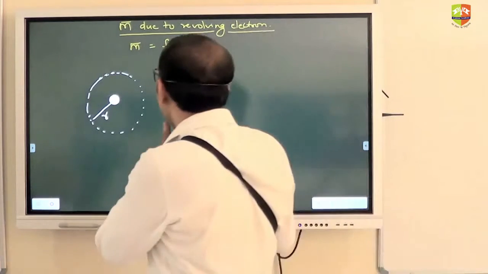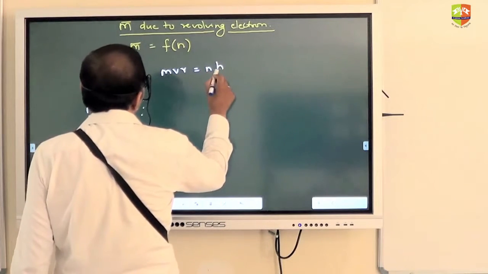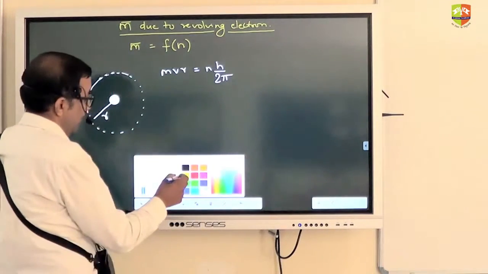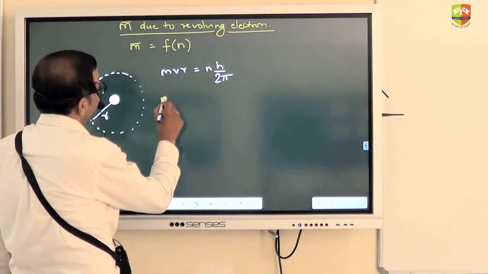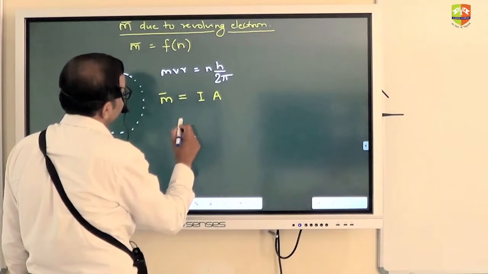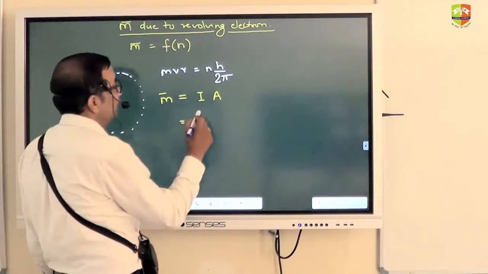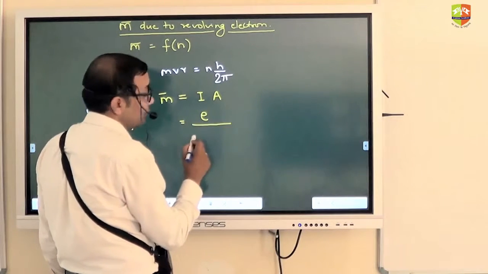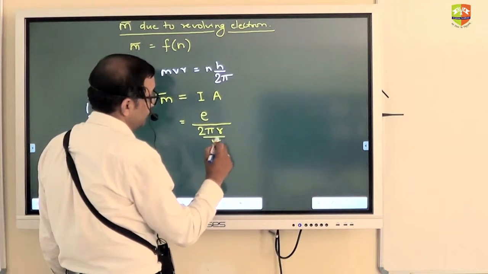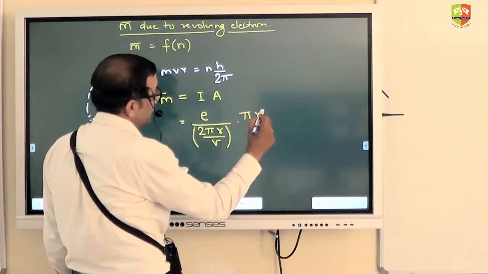Do you know that mvr is Bohr's model? Then I need to find current into area. The current associated with this electron movement is how much? How do you find it? Charge divided by time. Time is how much? 2 pi r divided by velocity. This into the area, which is pi r square.